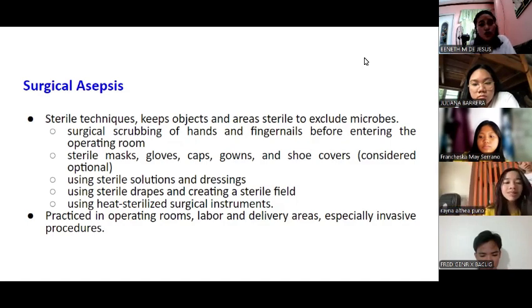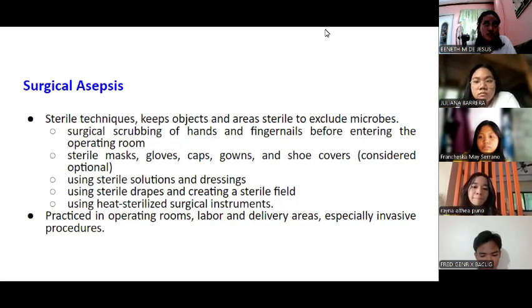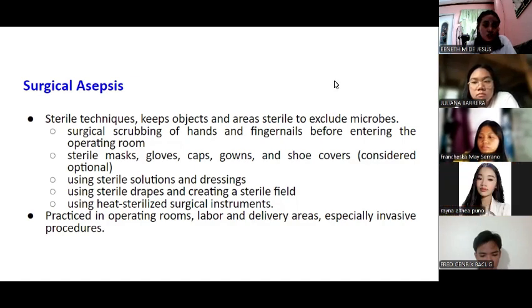Kaya kailangan natin to using sterile solutions and dressings para naman sa paglinis ng instruments, using sterile drapes and creating a sterile field. Napaka-importante nito kasi katulad nga ng sabi ko kanina, para hindi magkaroon ng possible na contamination na makaka-affect dun sa patient na inooperahan. Kasi possible na mag-lead yun sa death kung ganon. So heat sterilize surgical instruments, practice in operating rooms, labor, and delivery area, especially invasive procedures.